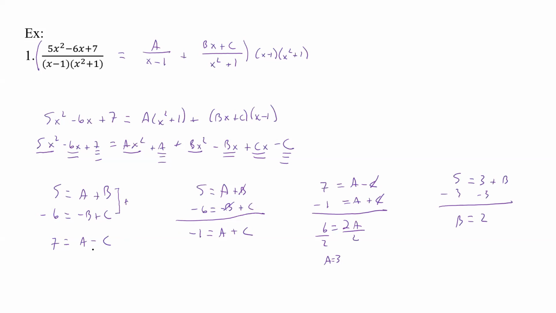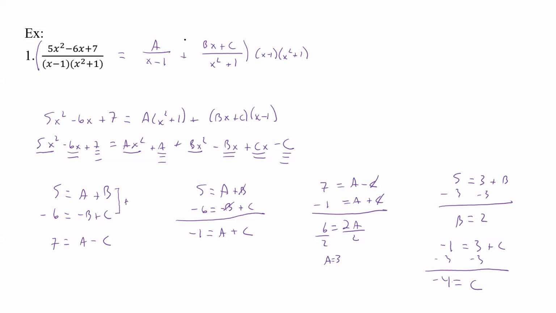Now, let's do it in this one here so we can get a positive c. We have a minus 1 equals 3 plus c, minus 3, minus 4 equals c. All right, so I've got c, I've got a and b.